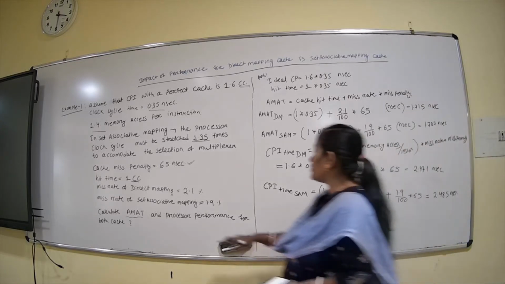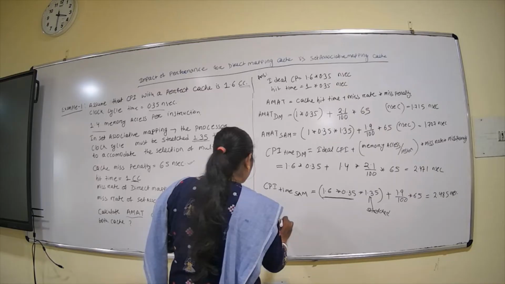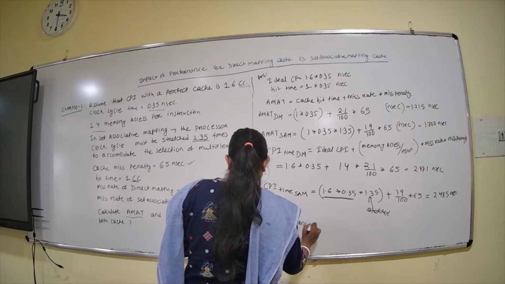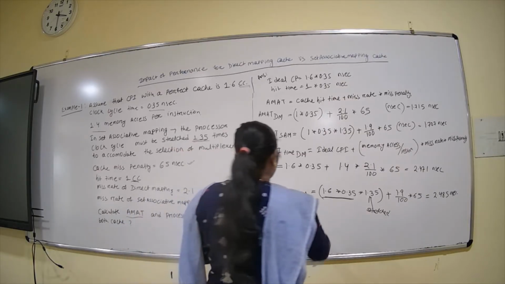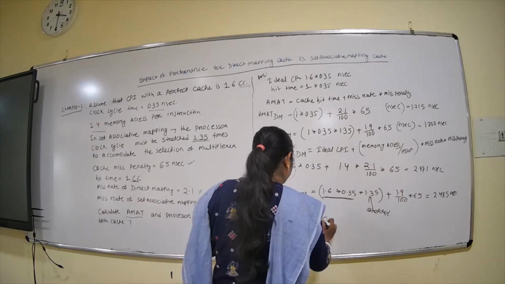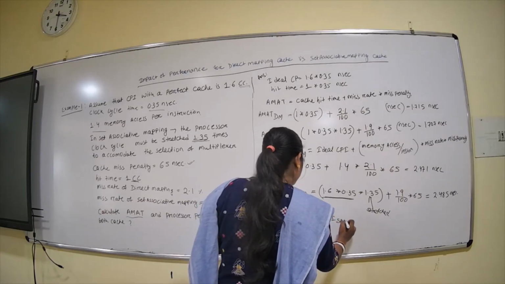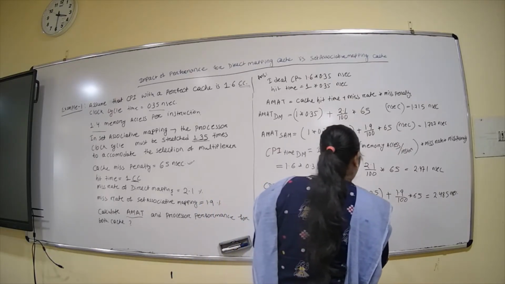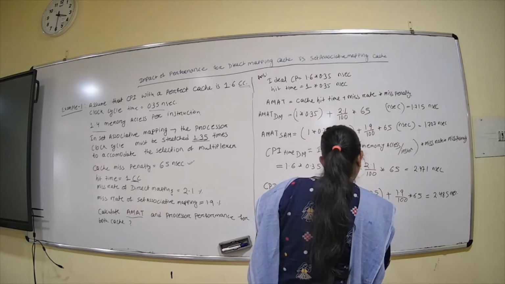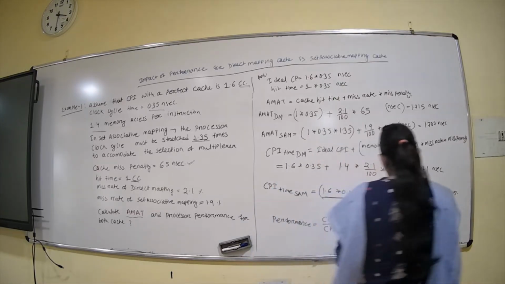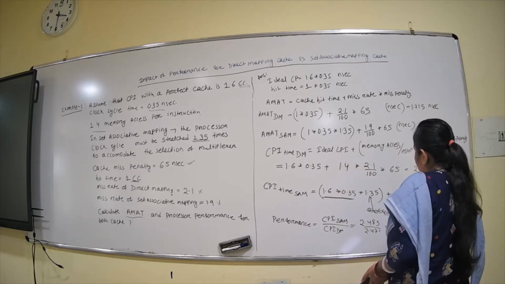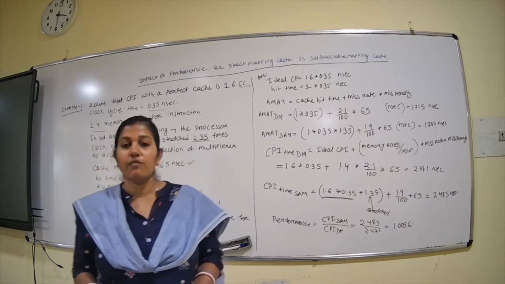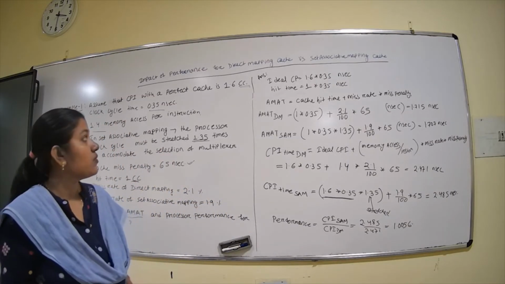Now, how to calculate the performance? So performance is equal to the CPU time of the set associative mapping by the CPI time of the direct mapping. So 2.485 divided by 2.471, which is equal to 1.05056. That means you can say that direct mapping is slightly better than the set associative mapping. Okay. So this is the first example.